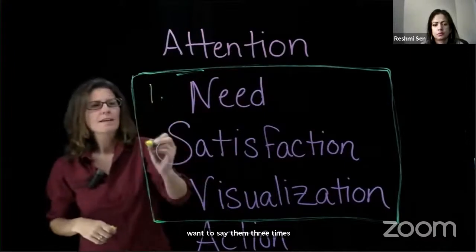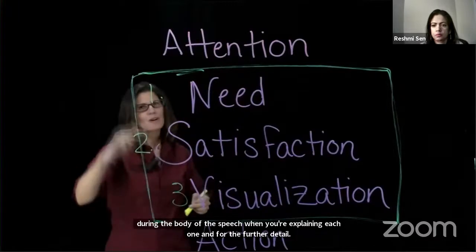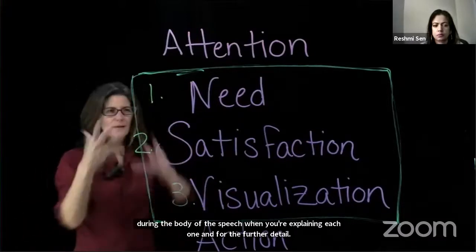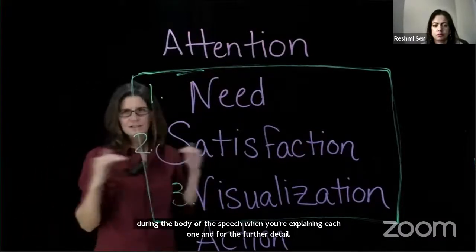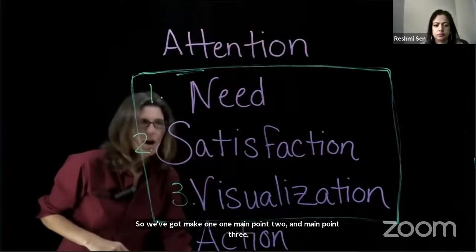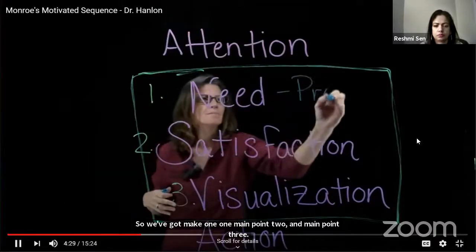So we've got main point 1, main point 2, and main point 3. These always go in this order. You cannot change the order of Monroe's motivated sequence. That's really important. There's been a lot of research about that where people have switched up the order. It does not work as well. The need step, all the need step is, is an explanation of the problem. So really, this is the problem step.